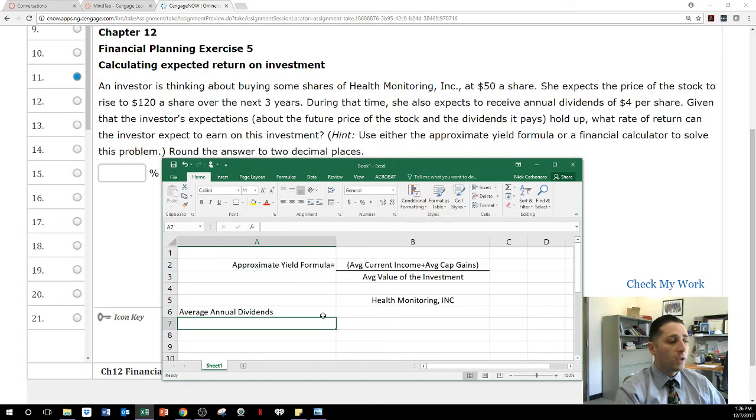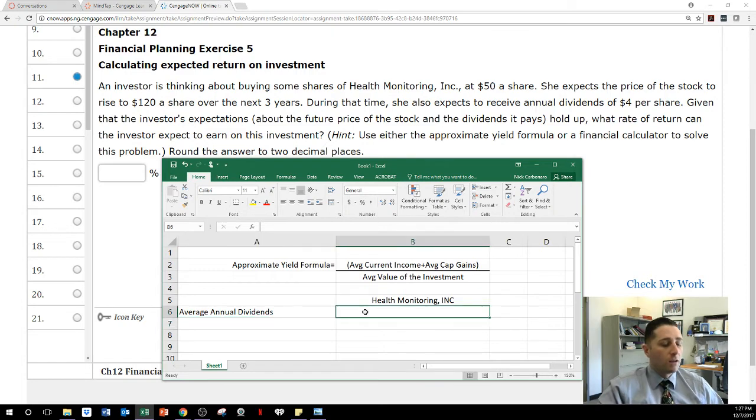Another thing we could break down, and it says right here, the average annual dividends is $4 per share. She expects to receive annual dividends of $4 per share. So if it's every year $4 per share, the average of that is $4 per share. And let's put that in dollar format, so we know exactly what's going on.